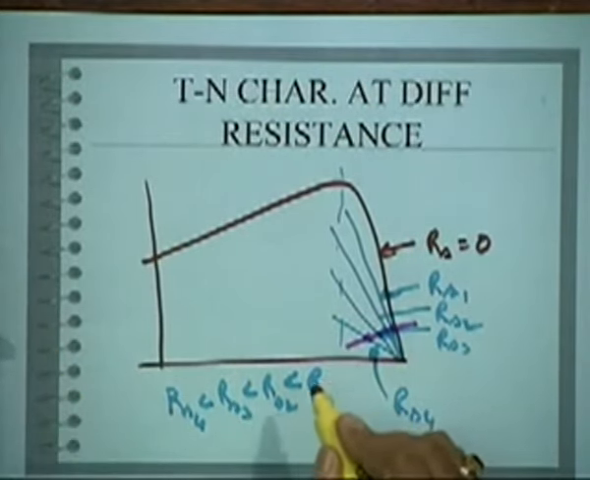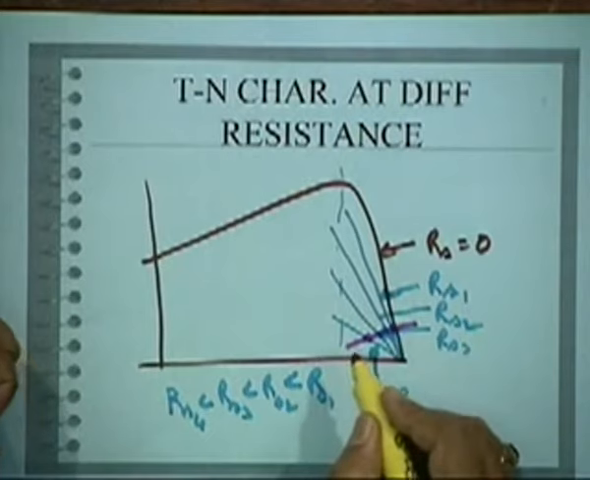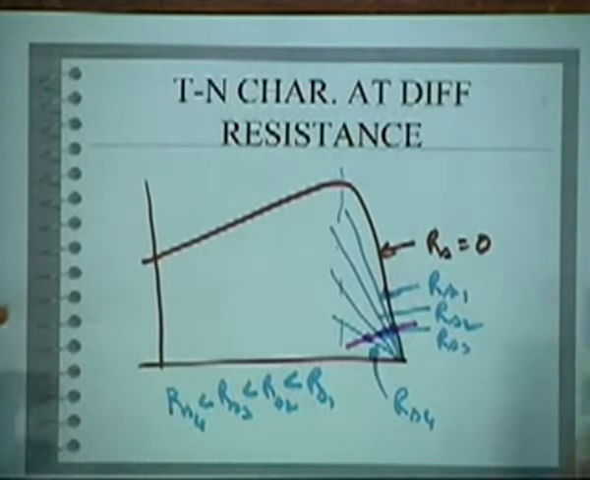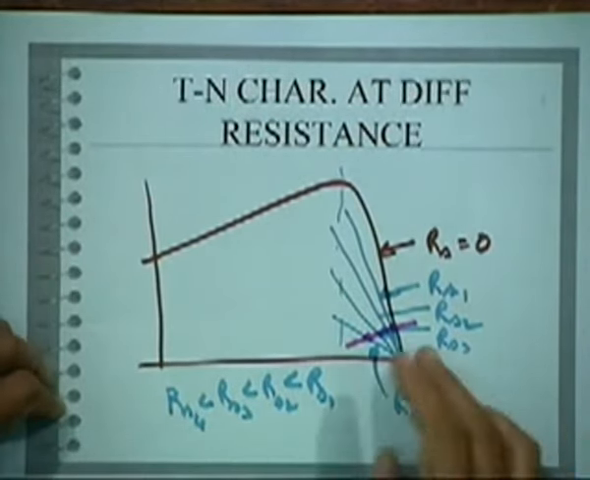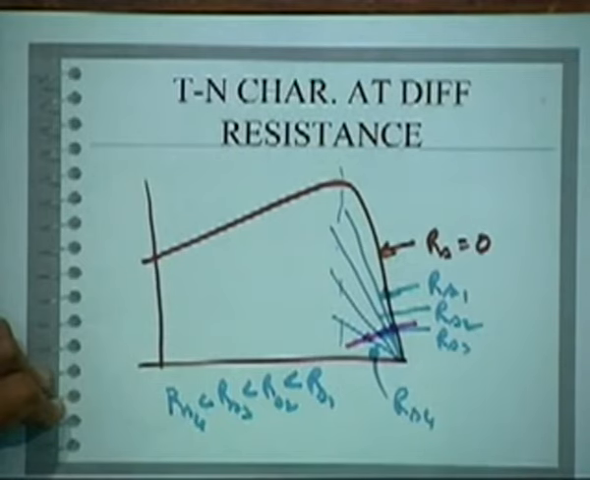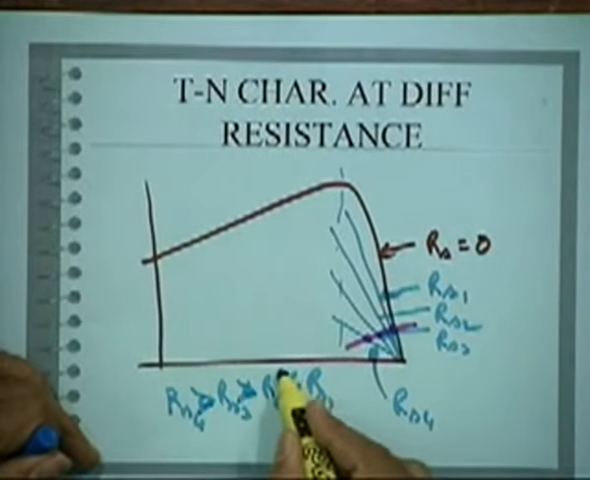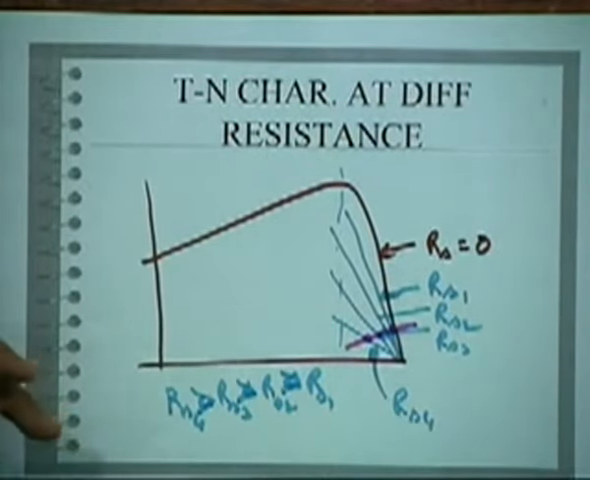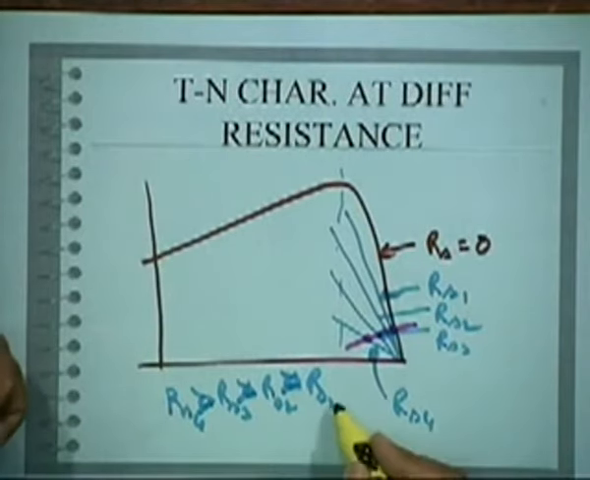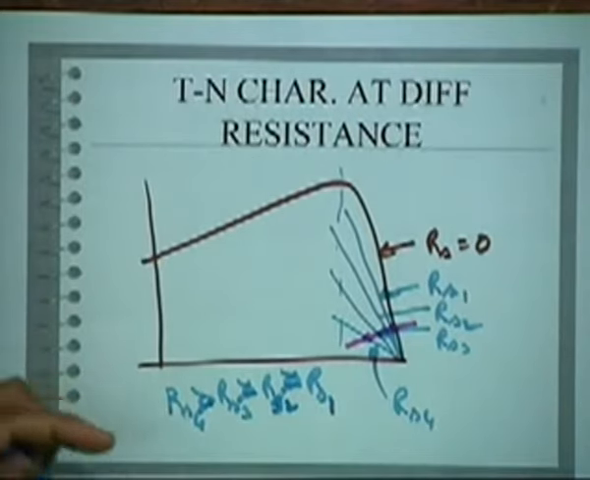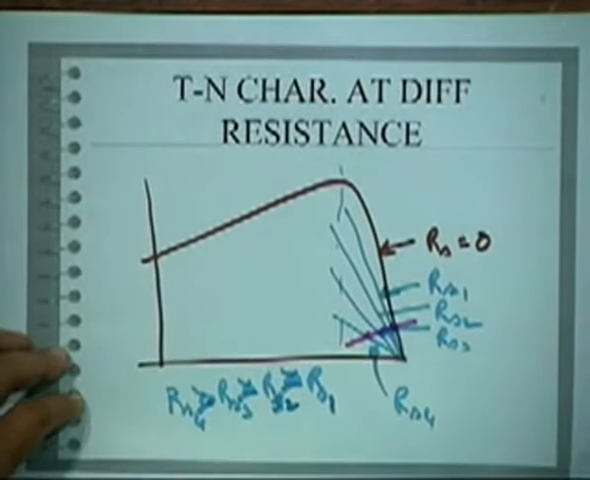Again, if you want it to be effective, rotor resistance also must be high, right? So you have the effect of it. RS4 is greater than RS3, greater than RS2, greater than RS1. Okay, right? So you have added the resistance, and this is one of the methods.